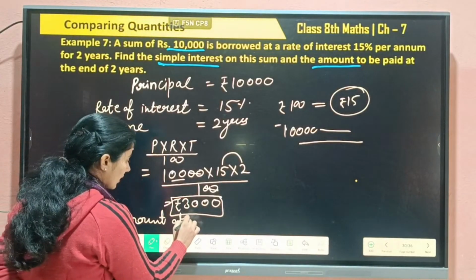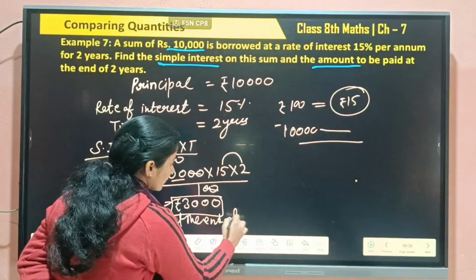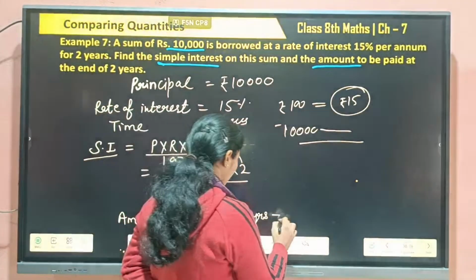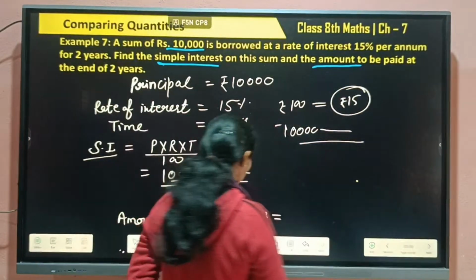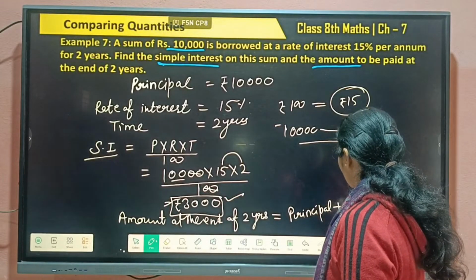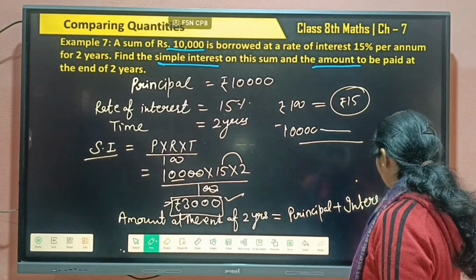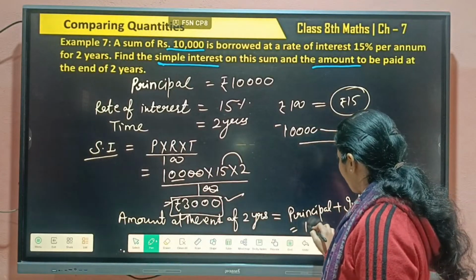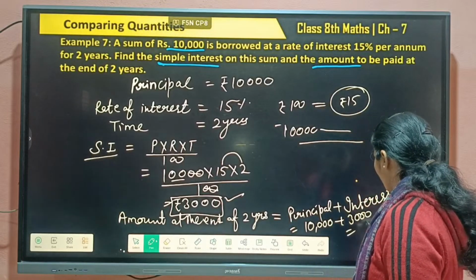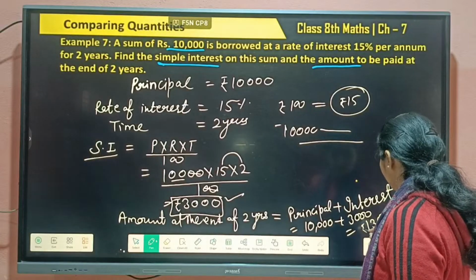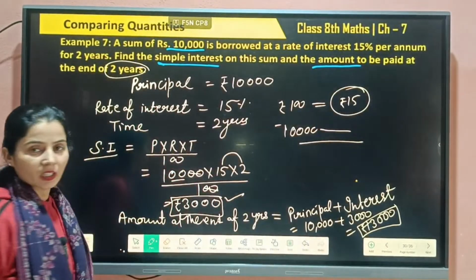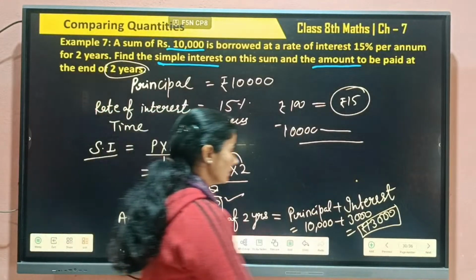And the amount we have to find out. Amount at the end of 2 years. At the end of 2 years, you will add this simple interest to your principal. That will be the amount. Amount will be principal plus interest. Principal is 10,000 plus 3,000. The answer will be 13,000. The amount paid at the end of 2 years is 13,000.